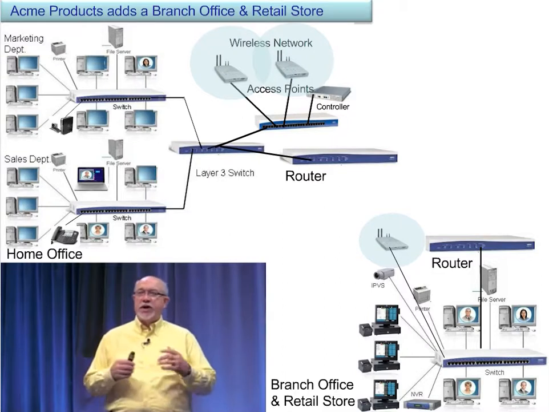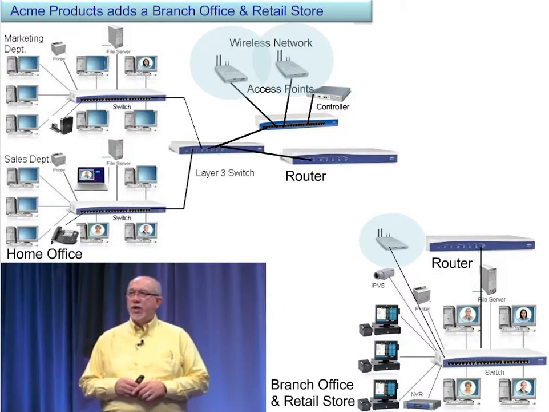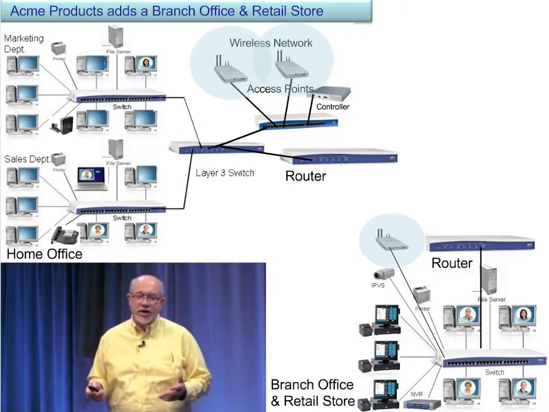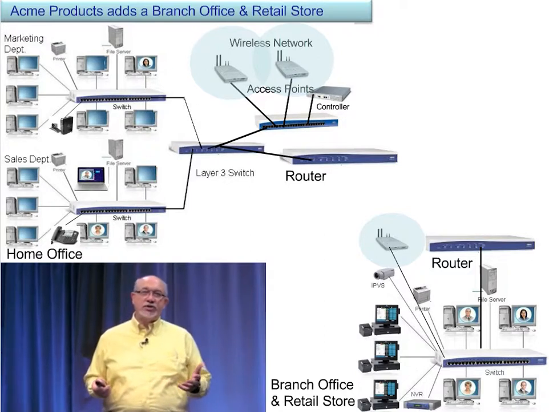And so we have a new location for ACME products, a place where people can walk right in and buy their products, and there's point of sale there. And so it's a remote location. So the question now is, how do we connect our locations together?